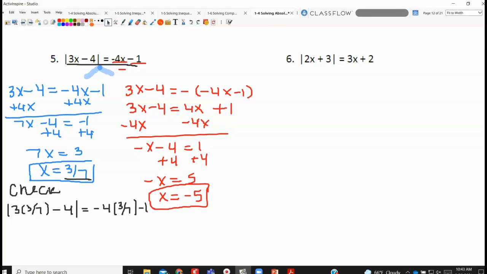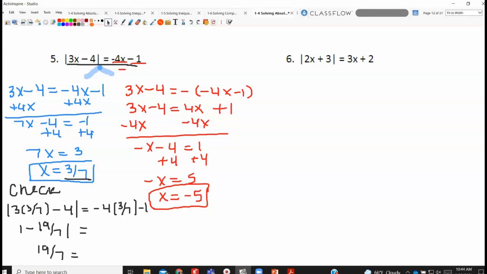Here's where a calculator is helpful. So 3 times 3/7 is going to give you 9/7. 9/7 minus 4 gives us negative 19/7, but the absolute value changes that to a positive.